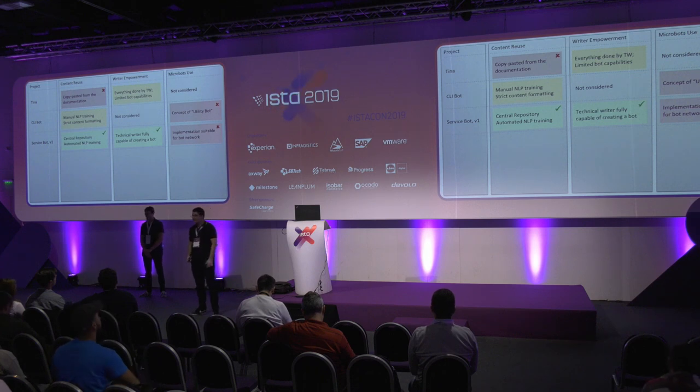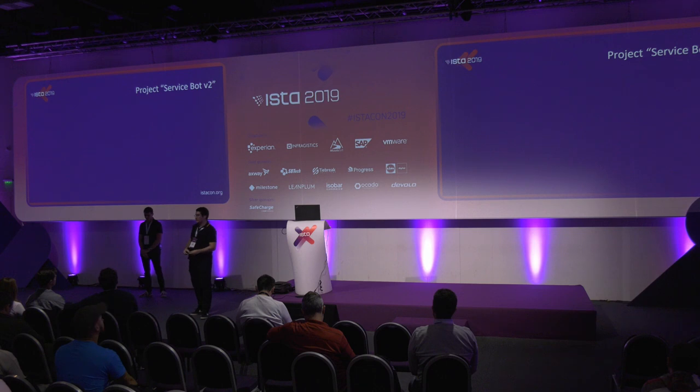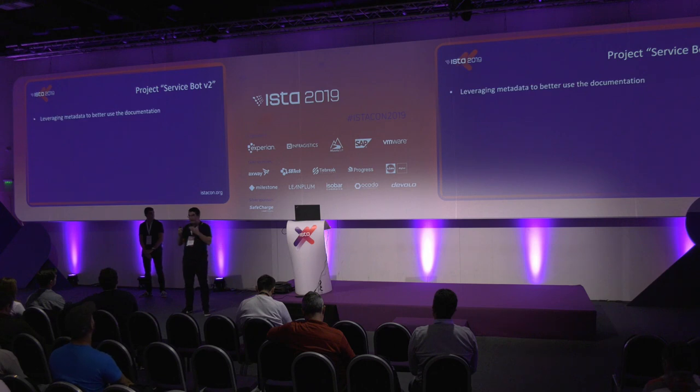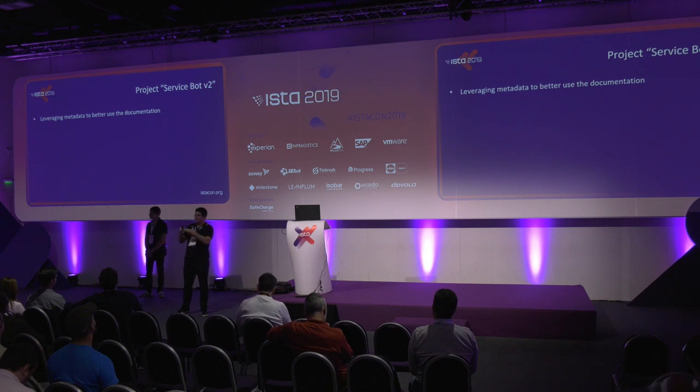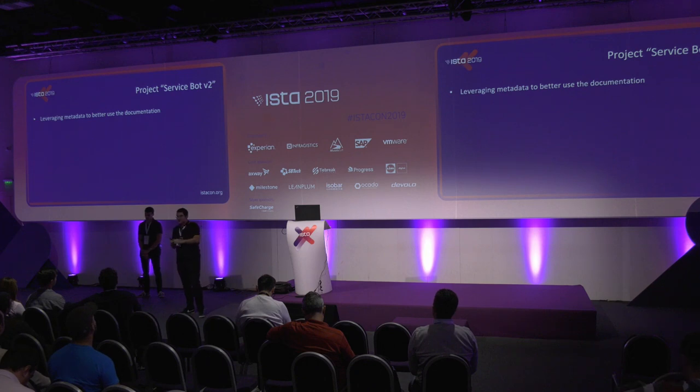So our next prototype was a second version of the service bot. And here, our main goal was to include the actual documentation, not just peripheral systems, in the content reuse capabilities. And we wanted to do that by leveraging metadata. So why metadata? Well, metadata is a convenient way to propagate the intentions of the technical writer to technical components that are consuming their content. So even though that's not visible content for the readers of the documentation, the human readers, it's useful for stuff like our chatbot in order to better understand the context of the content.